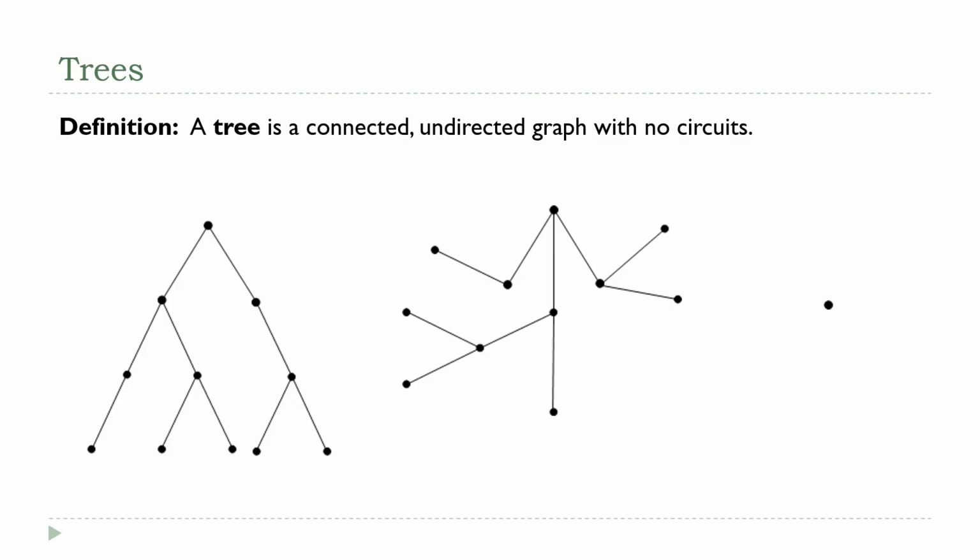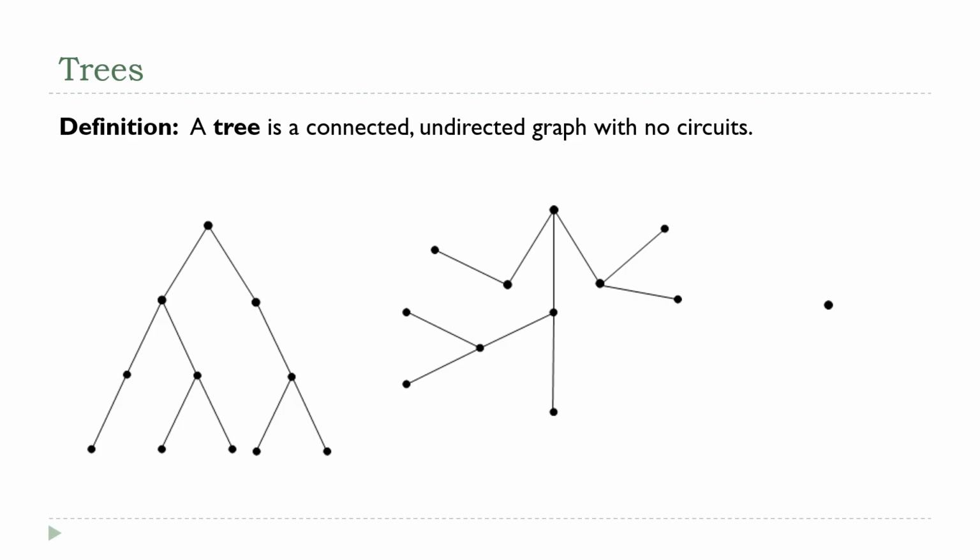Trees are, from a computer science perspective, something called a data structure, and they are used literally all over the place in computer science. Right? So what are they? A tree is a connected, undirected graph with no circuits. So I've got three examples of those here.